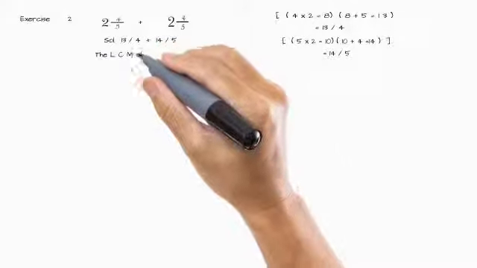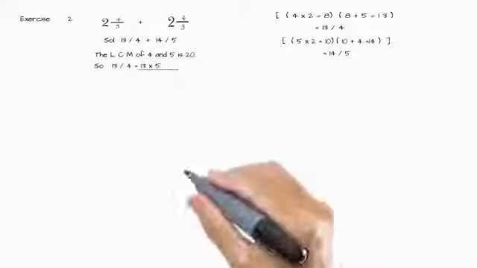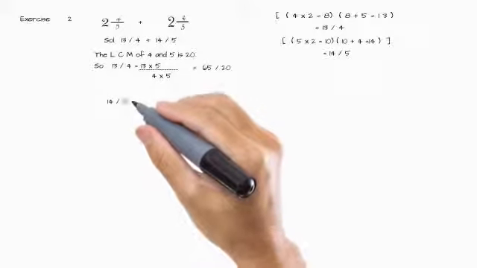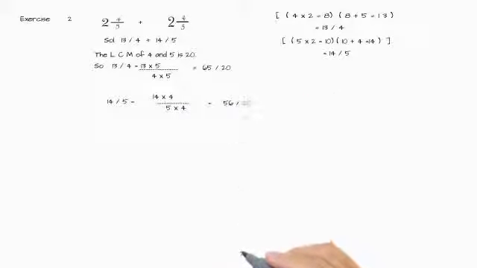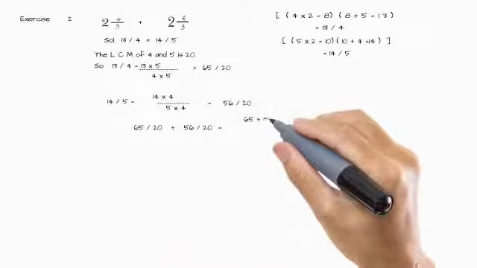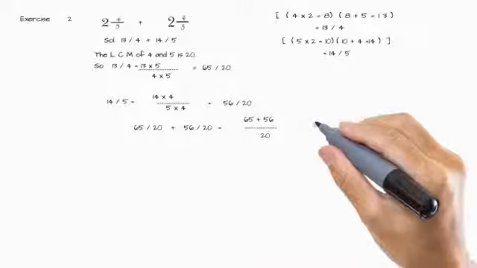You know how to add these fractions. The LCM of 4 and 5 is 20. Next, keep the common denominator. So the first fraction 13/4 equals (13 × 5)/(4 × 5), which equals 65/20. The second fraction 14/5 equals (14 × 4)/(5 × 4), which equals 56/20. So 65/20 + 56/20 equals (65 + 56)/20, which equals 121/20.